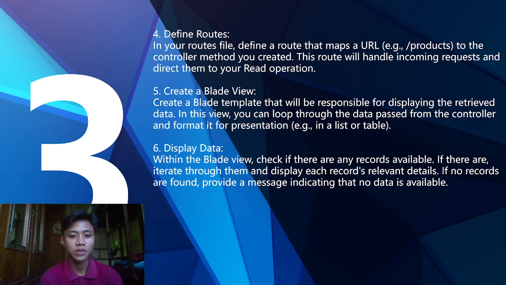6 is display data within the Blade view. Check if there are any records available. If there are, iterate through them and display each record's relevant details. If no records are found, provide a message indicating that no data is available.